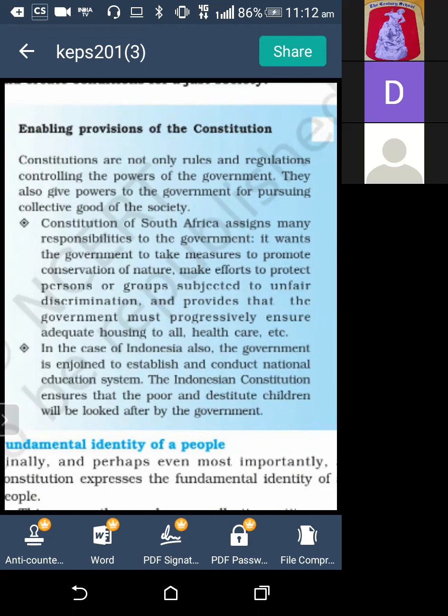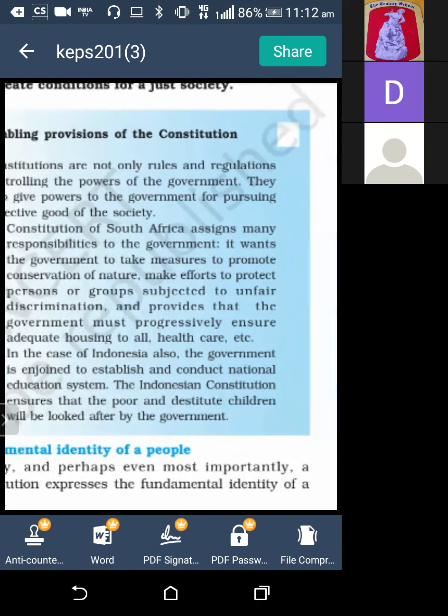make efforts to protect persons or groups subjected to unfair discriminations. There should be no discriminations. South African government says there should be no discrimination and provide that the government must progressively ensure adequate housing to all, healthcare, etc., etc. Here it is in the box.